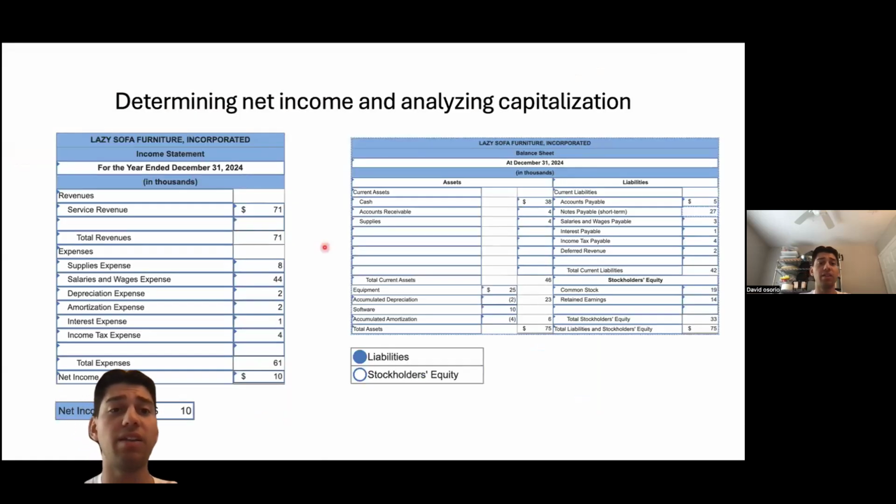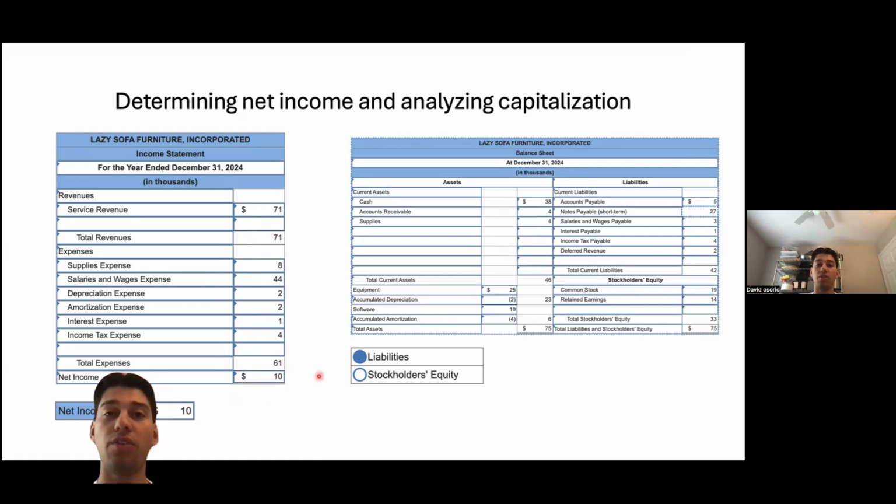And then after that, we can determine our net income and also analyze our capitalization. It is pretty easy to report net income. We already saw it twice, on the income statement and on the closing entries. Our net income is 10 because we had total revenue of 71 minus expenses of 61. So that gives us 10.